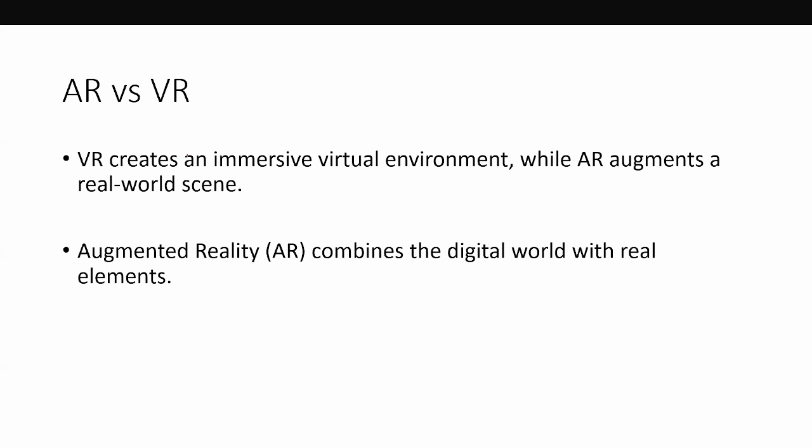VR creates an immersive virtual environment, and AR augments it into the real world scene, right? That is the difference between AR and VR. So please understand that, right? So AR just creates some kind of virtual environment, and the AR can augment it to the real world. That means look at that map example, right? You are in the actual street and you are wearing an AR glass and you see the map from the AR glass, kind of a virtual display, right?